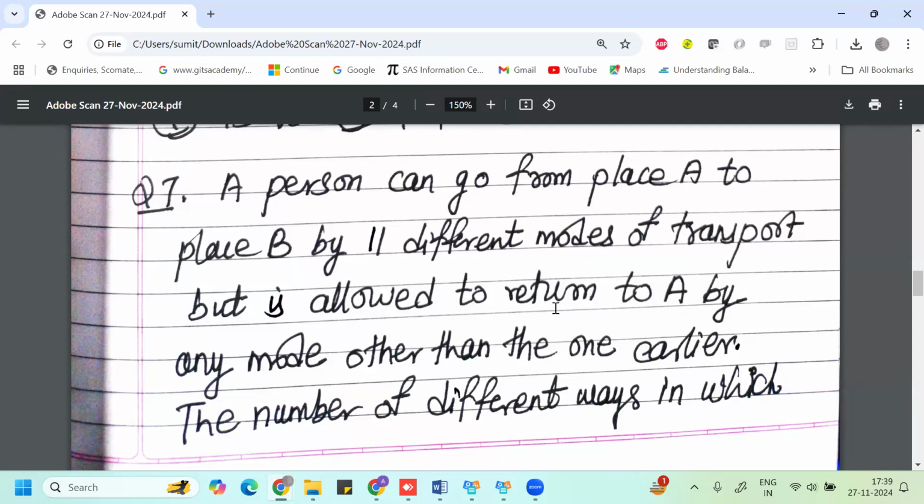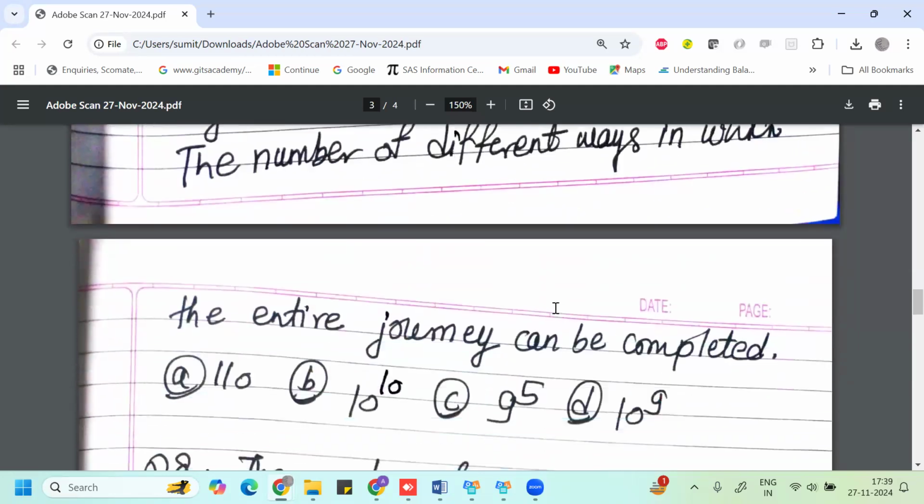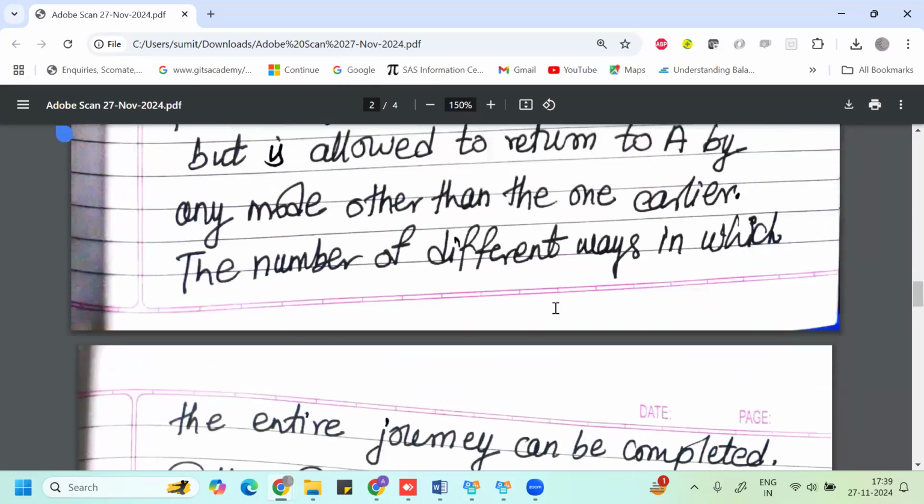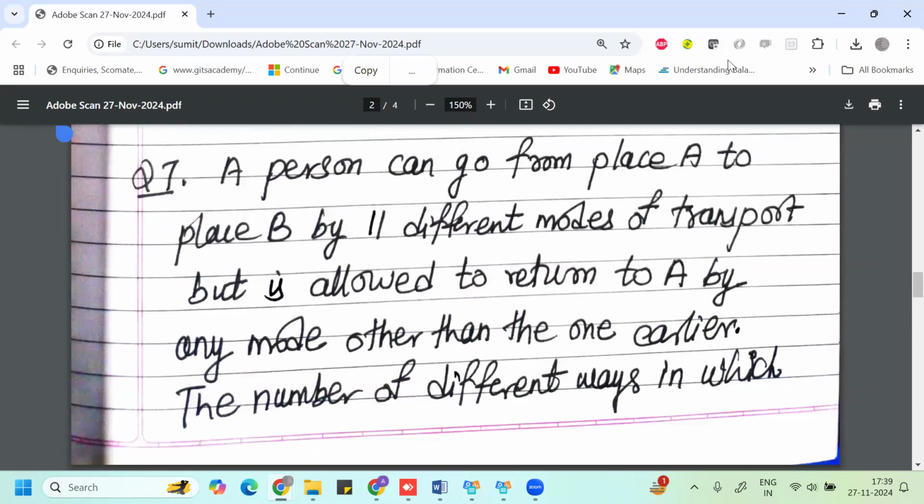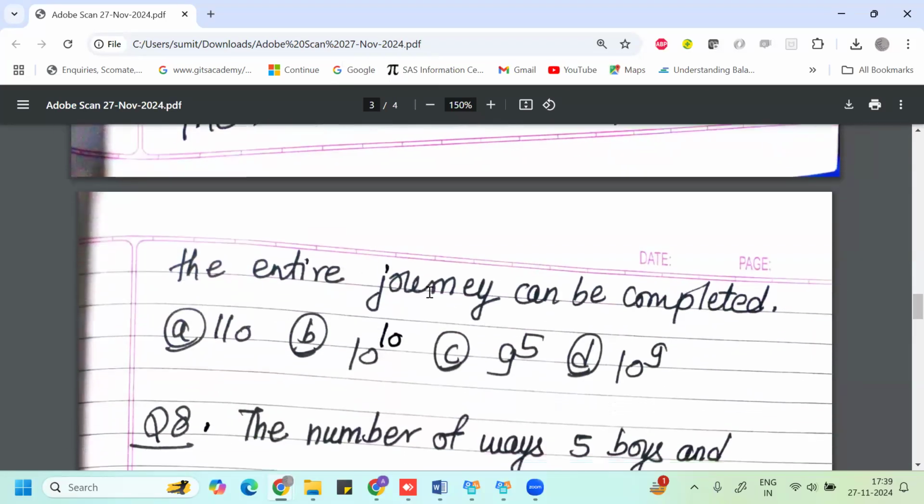That is possible in 11 into 10 ways. While going, you can choose any way, so I can choose in 11 ways. But while coming, I cannot choose the way through which I went, so I have only 10 options. So the number of ways is 110. Are you getting this question, everyone? Very good. Simple question. Try question number 8.